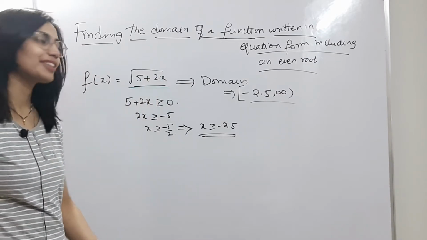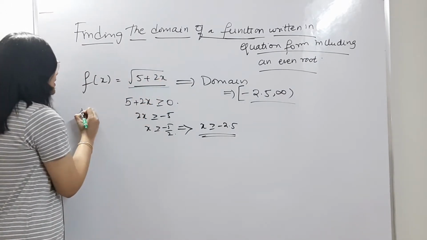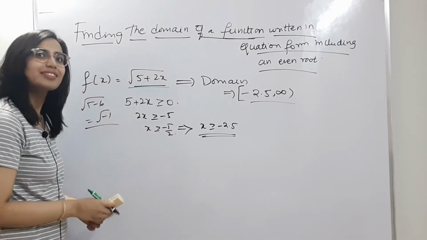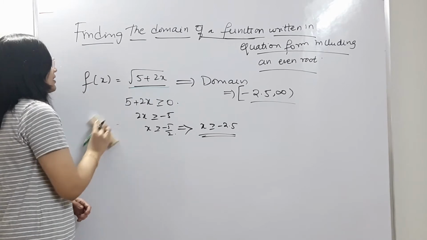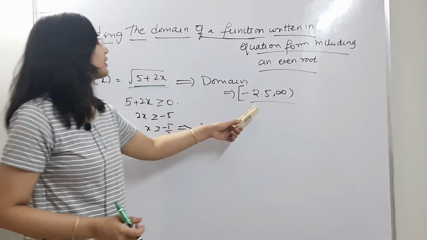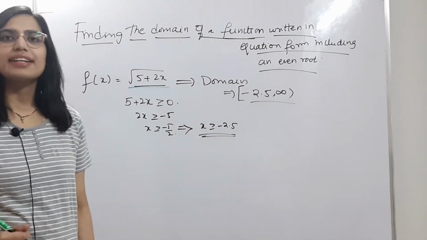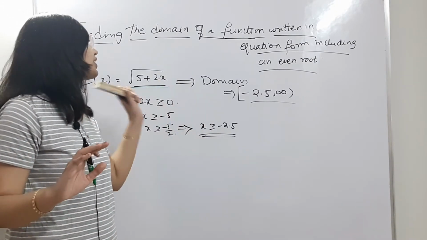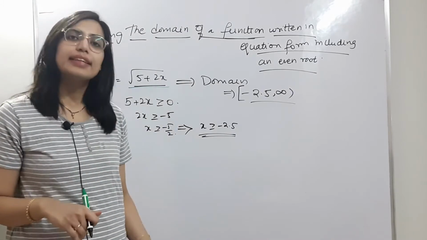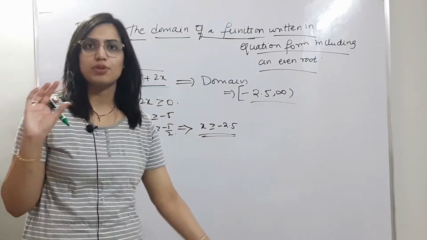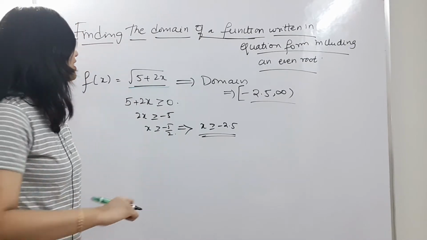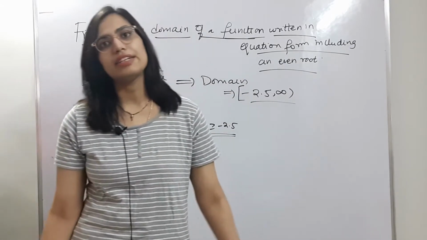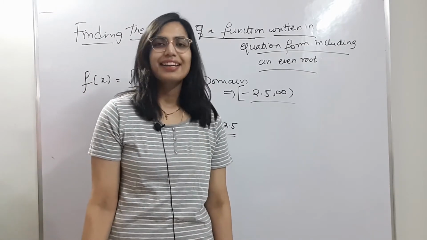Any value that is below minus 2.5, that is if it's minus 3, then this root will become negative. Check for yourself. If you put minus 3 in x, it will become 5 minus 6, that is root of minus 1. It's not possible, right? So that is the reason we put the value of x starting from minus 2.5. You can put any such value in this function in order to ensure that the value inside the root is positive. Okay? So that is how you find the domain of a function written in an equation form with an even root. Okay, now let's see the next form.